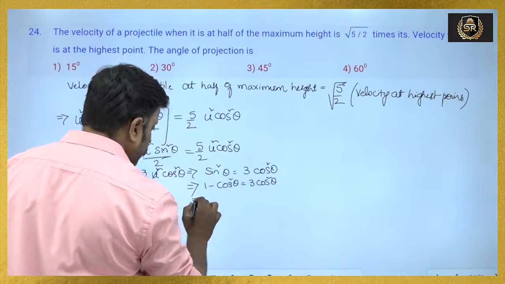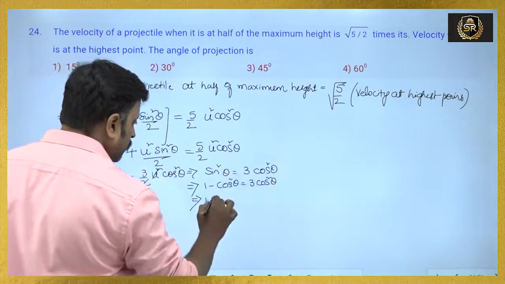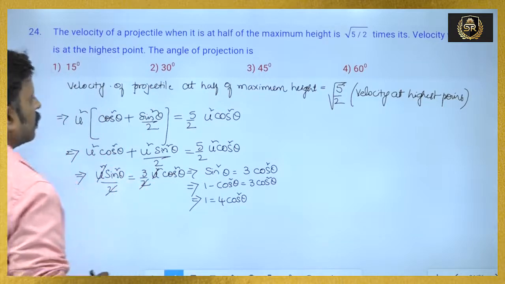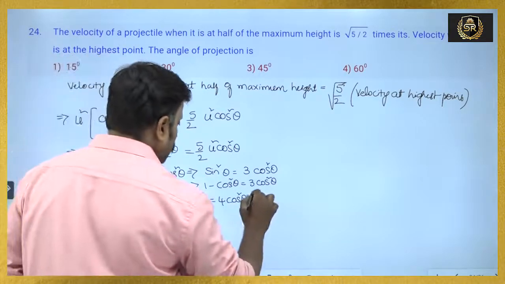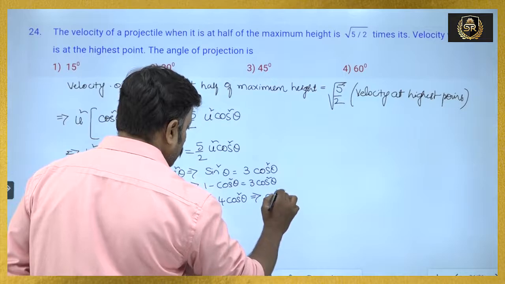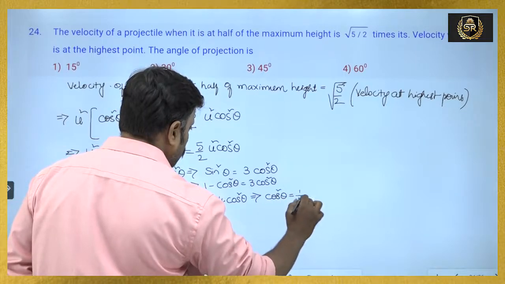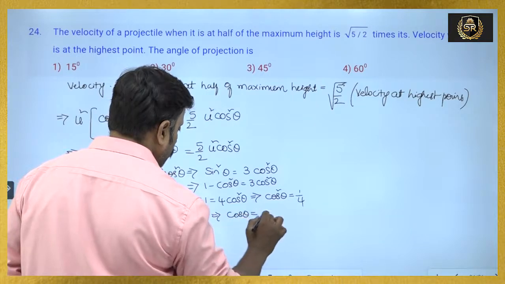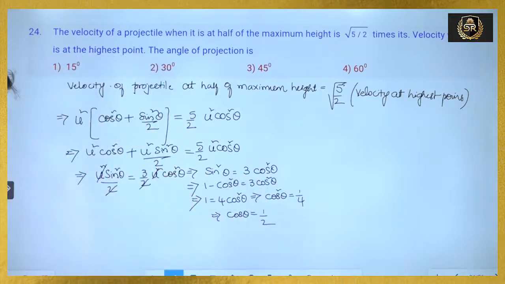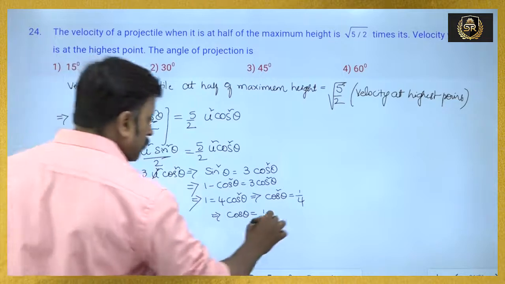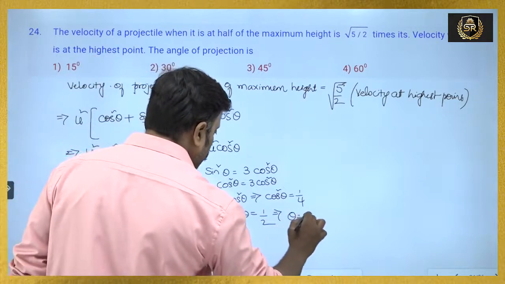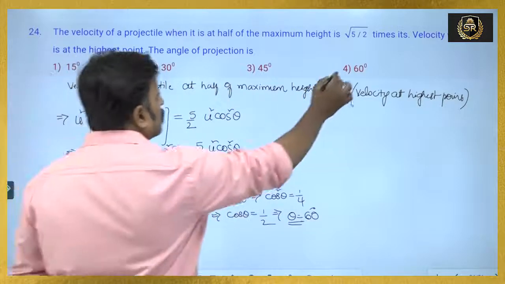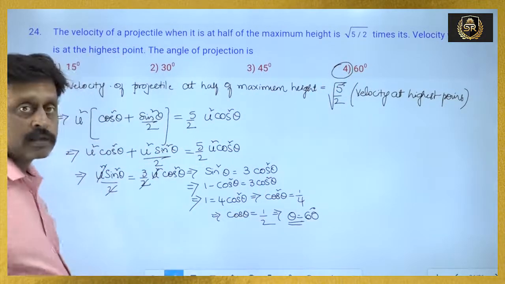You transfer this cos square theta to the right side. 1 is equal to 4 cos square theta. From this, cos square theta is 1/4. So cos theta is 1/2, which implies what is the angle of projection then? Theta is equal to 60 degrees. So what is 60? Fourth option is correct one, right?